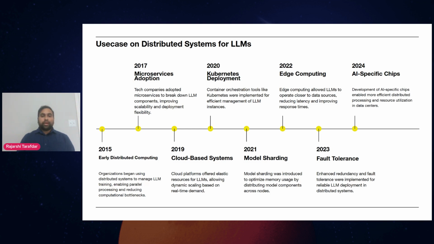For microservices adoption, we already mentioned it is divided into independent blocks, making it more modular. Cloud-based systems also help with elastic resources for the LLMs. Kubernetes is also integrated into LLMs later. Model sharding is basically the efficient allocation of resources, which comes in the later part. And the latest one, in 2024, is AI-specific chips, where their development enables more efficient distributed processing and resource allocation in the data centers.